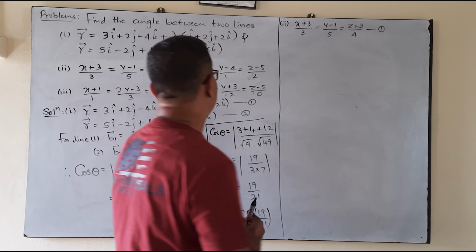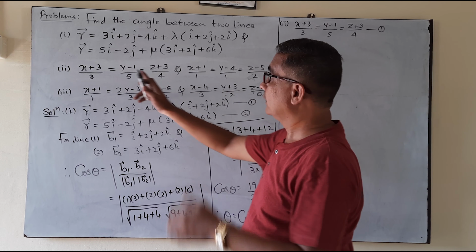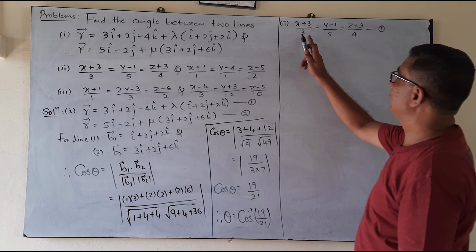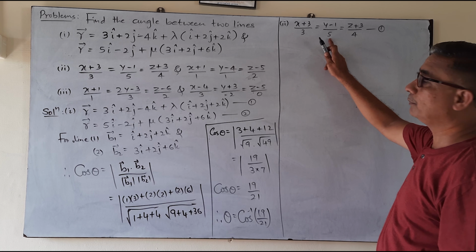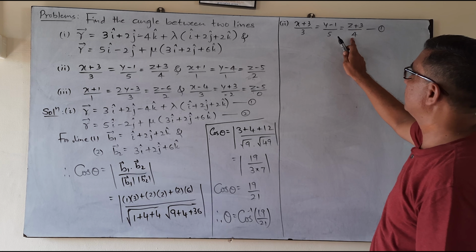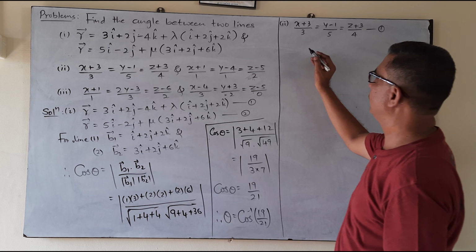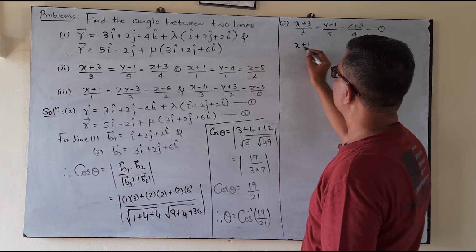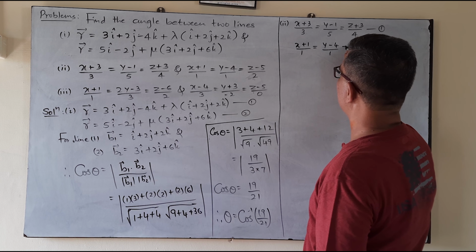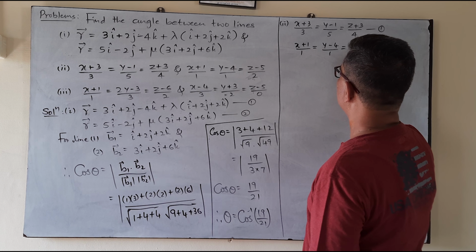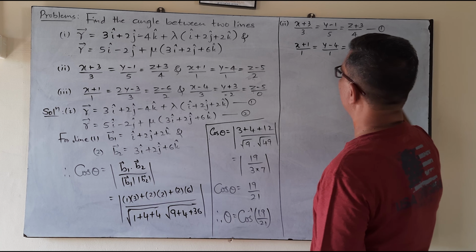Okay, now look at the second problem. It is given in Cartesian form. Equation 1: x plus 3 divided by 3 is equal to y minus 1 divided by 5 is equal to z plus 3 divided by 4. Second equation: x plus 1 divided by 1 is equal to y minus 4 divided by 1 is equal to z minus 5 divided by 2.